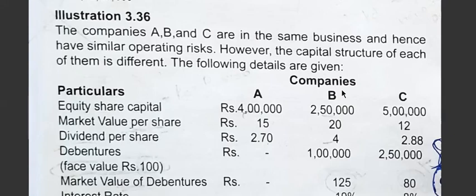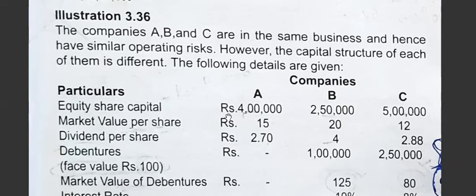Hello students, this is the last problem on the cost of capital, that is weighted average cost of capital. There are three companies given in this problem, A, B and C. What you have to do is calculate the weighted average cost of capital of the three companies.